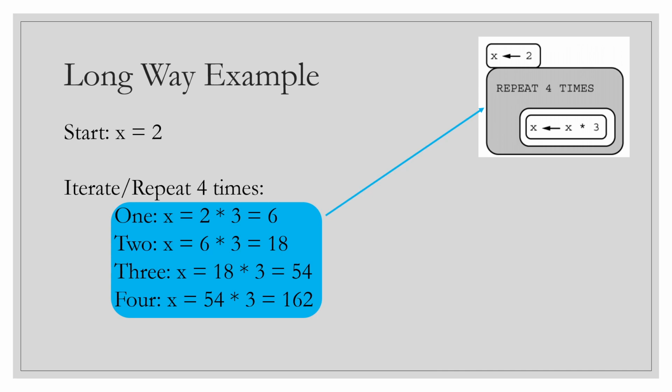This value of 54 is being saved back into the variable x, and once saved, on the final iteration, it gets multiplied by 3 again, and the end result will be 162. And that is our final answer.